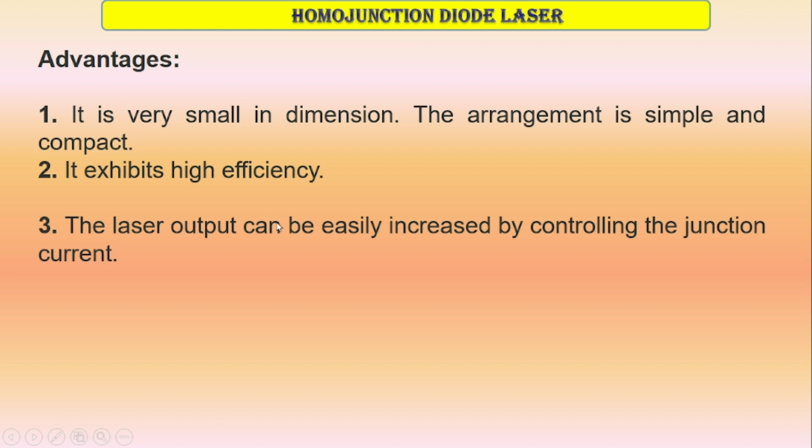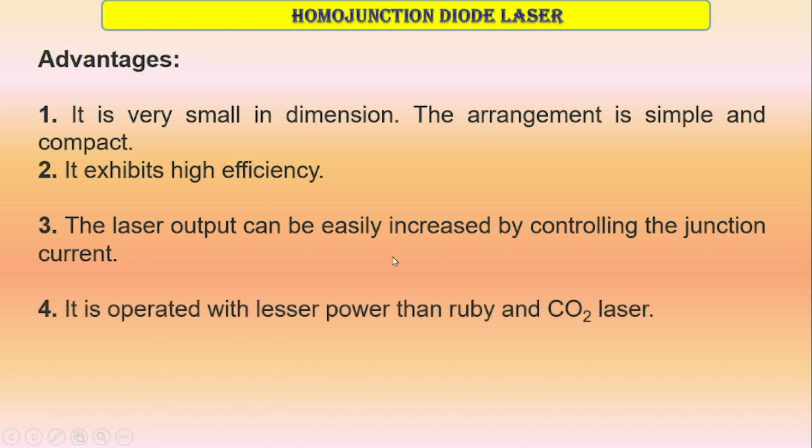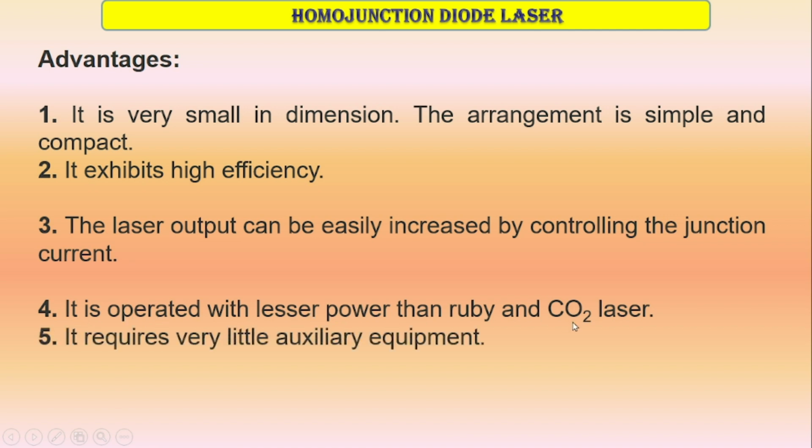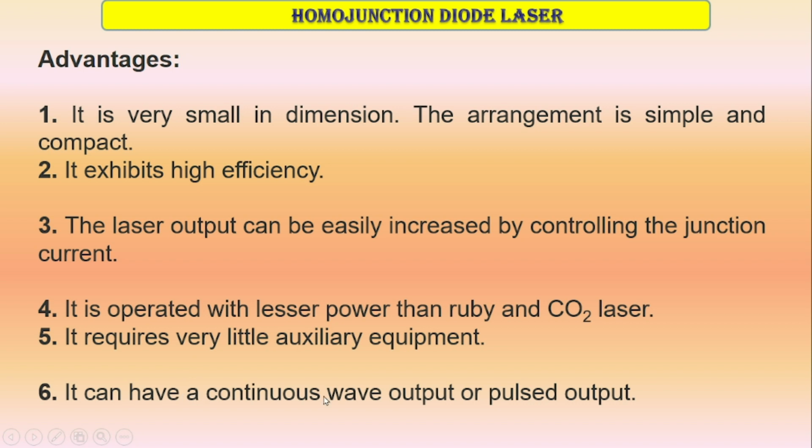output can be easily increased by controlling the junction current, and it is operated with lesser power than ruby and carbon dioxide lasers. It requires very little auxiliary equipment, and it can have a continuous wave output or pulsed output. And these are some advantages of homojunction diode laser.